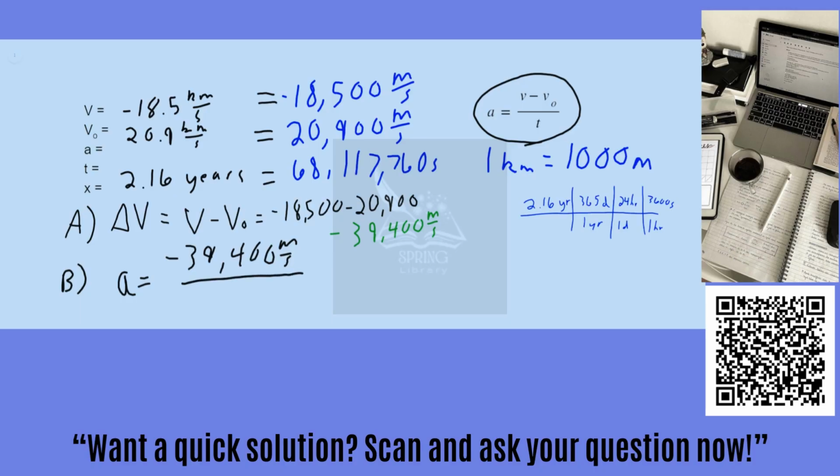And then the time is that huge 68,117,760 seconds, which when we put that in to get our answer, we get a very, very small acceleration of negative 5.8 times 10 to the negative fourth meters per second squared. And that's our answer for part B. And that negative sign is because our velocity started out in a very large positive direction and then ended at a very large negative value. So it's a negative acceleration that entire time.